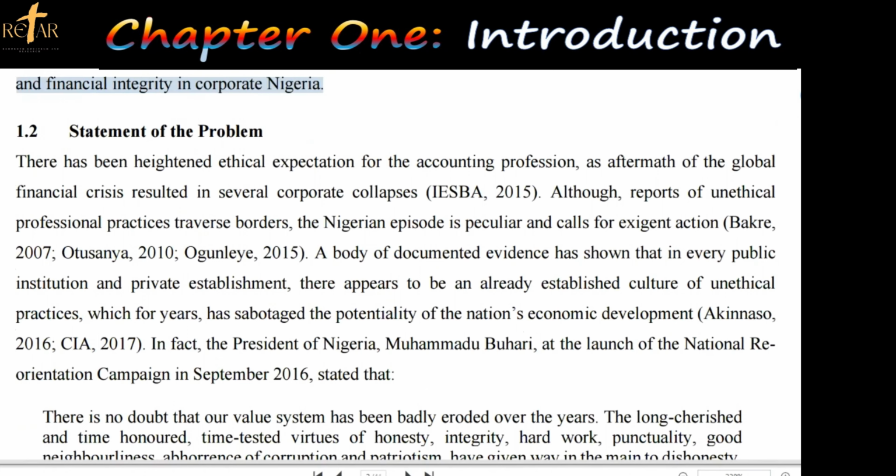There is no need to beat about the bush when you come to your statement of the problem. Remember that you have already given a background leading to the problem. So when you come to your statement of the problem, you have to now be straightforward about it. And usually your statement of the problem is not a lengthy thing compared to the background to the study. The background to the study is more lengthy than the statement of the problem.